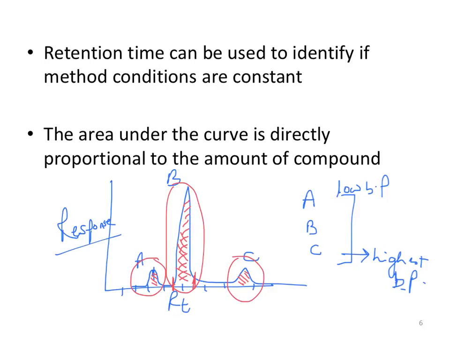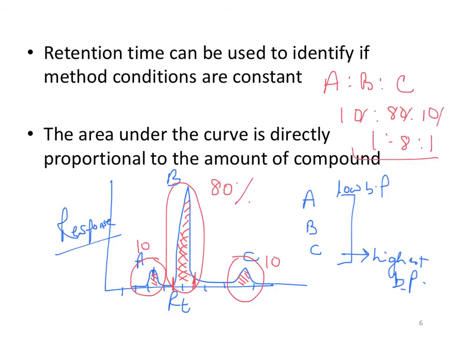So what that means is, let's say in this case, you can just simply eyeball that probably 80% of your sample is B, and these two peaks have about the same amount, so you probably have 10% each for A and C. So one can say that A to B to C is in the ratio 10 to 80 to 10. And if you get the simple ratios, 1 to 8 to 1, that is the percentage composition. You can say that in terms of amount.